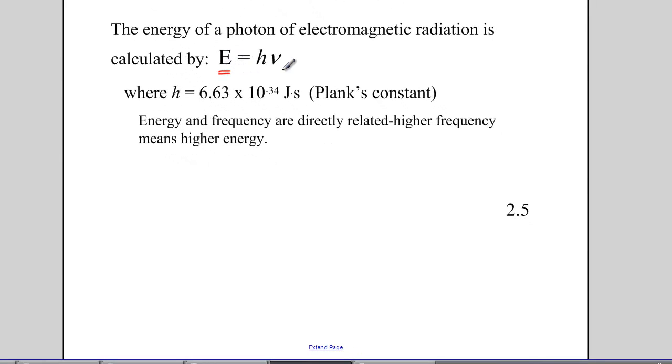Energy of a specific wavelength is calculated using Planck's constant, 6.63 times 10 to the negative 34 joule seconds. Now, joules is the metric unit of energy. We have heat energy measured in joules. So the joule unit times a second. A joule times a second is Planck's constant unit. Energy is measured in joules.